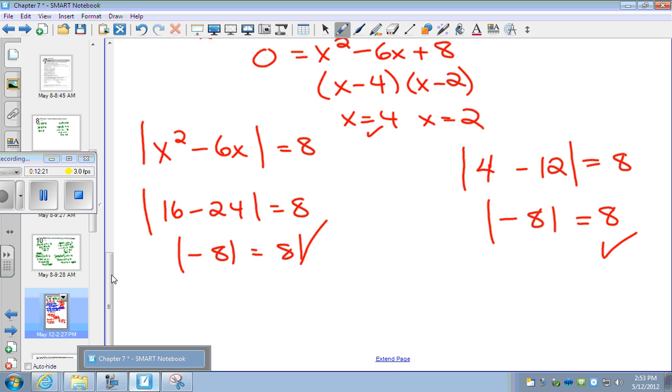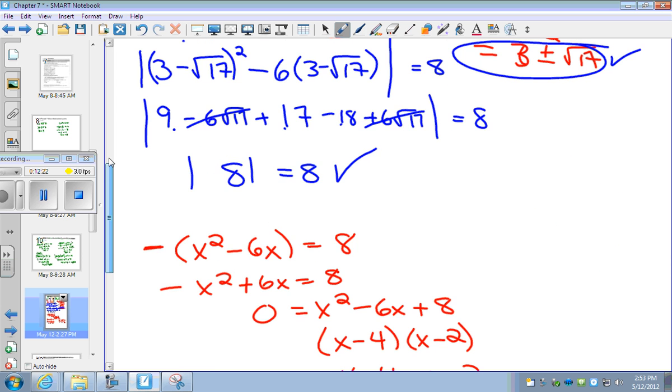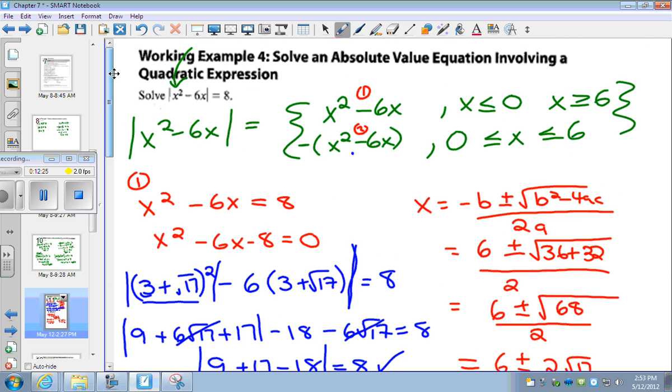Okay, just to recap, that was a long example. First thing is we had to split it up into two cases. First of all, this case where it's just a normal equation, and this was from our x-intercepts. And then we did the negative of the equation whenever it's between those x-intercepts, whenever we have to reflect. Okay, we did those two cases, we got solutions, and we substituted them back in.